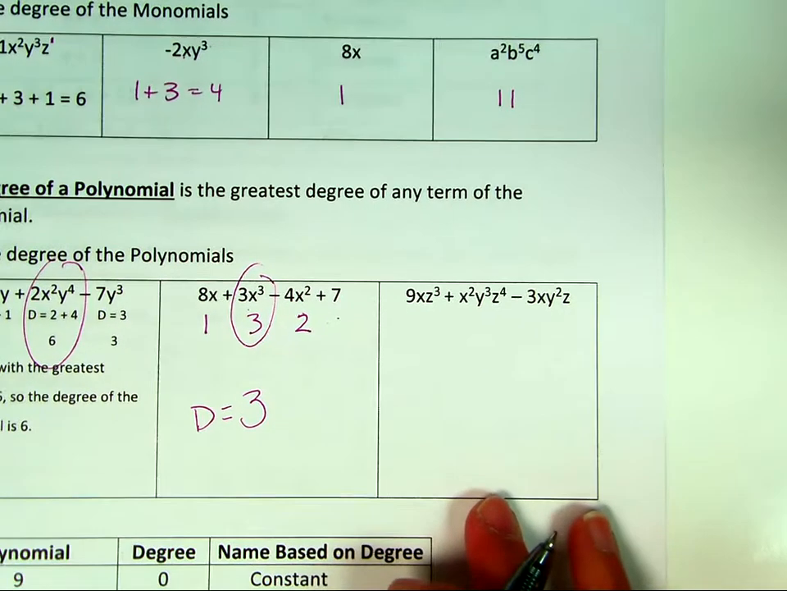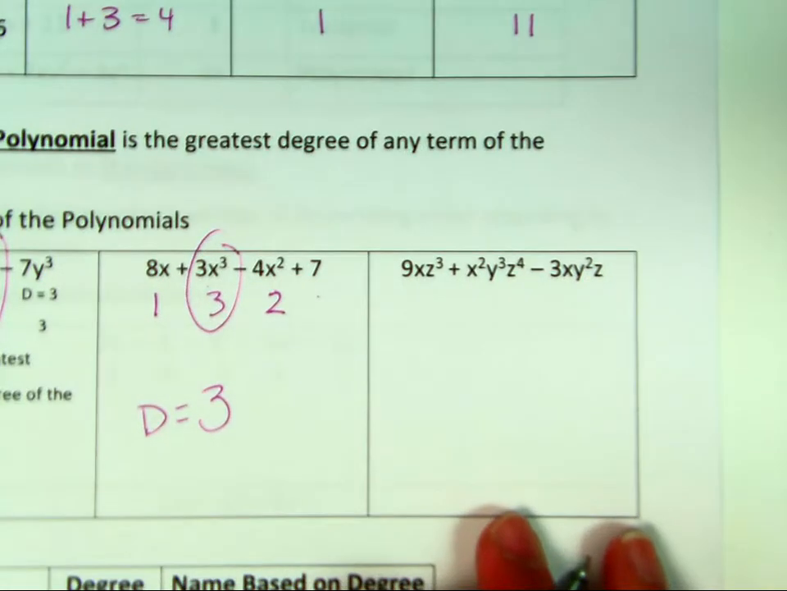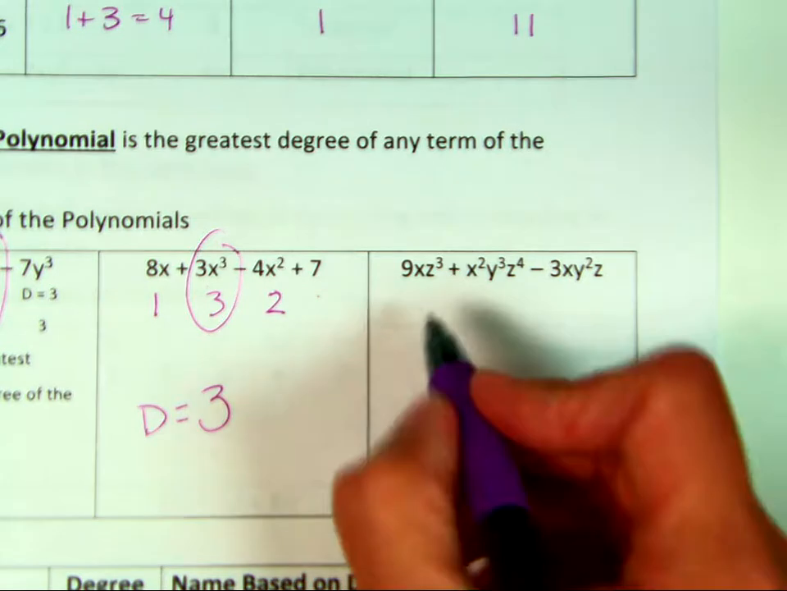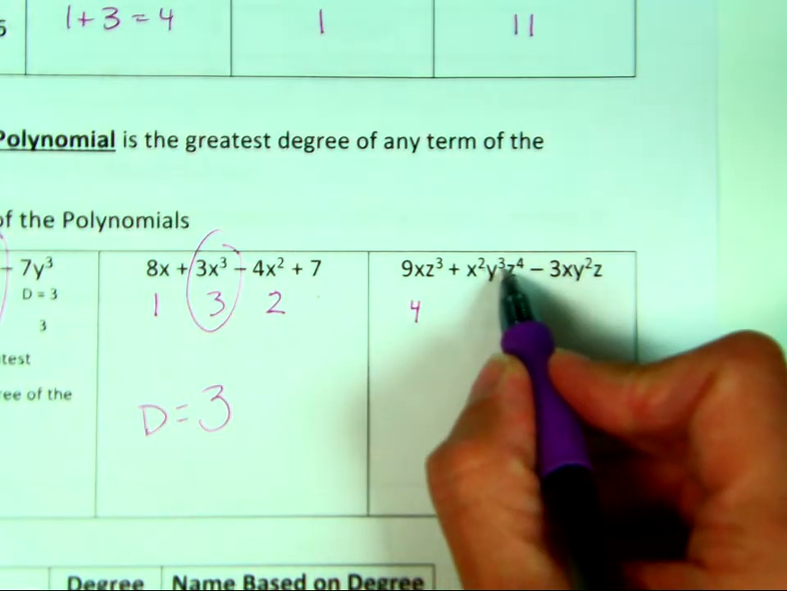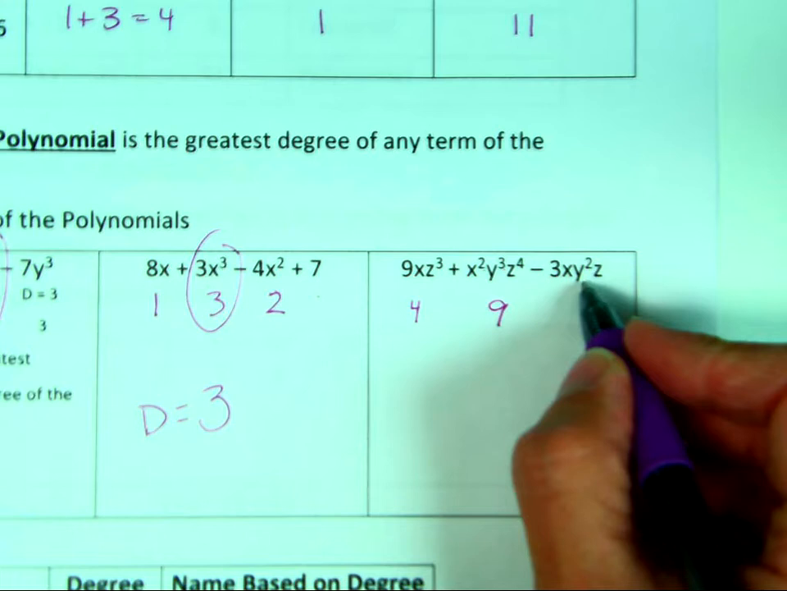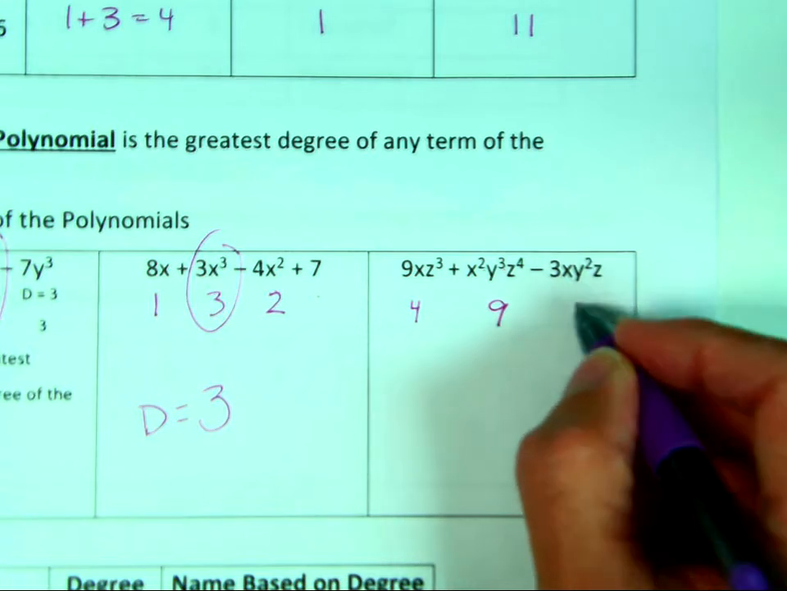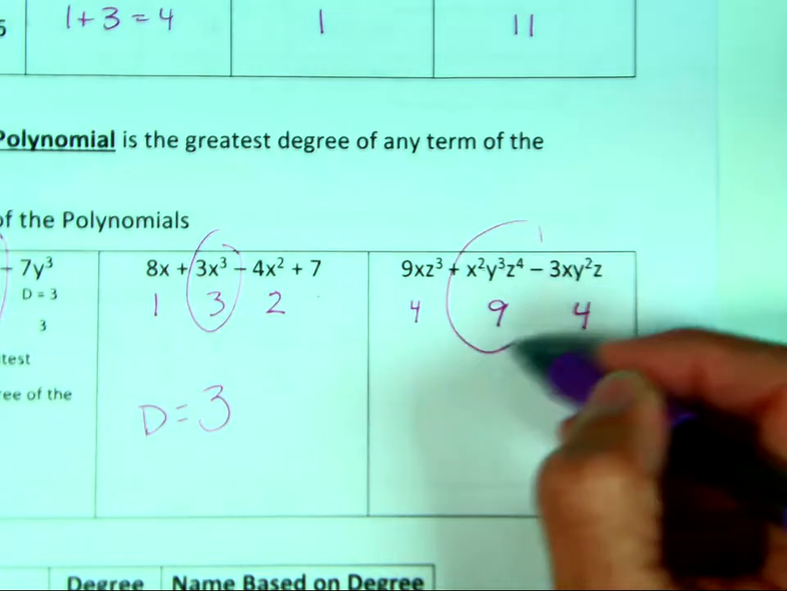Okay, over here, let's zoom in so you can see that a little bit better. The degree of the first one is 4. The degree of this one is 2 plus 3 is 5, 5 plus 4 is 9. The degree of this one is 1 plus 2 plus 1, which is 4. So the degree is 9.